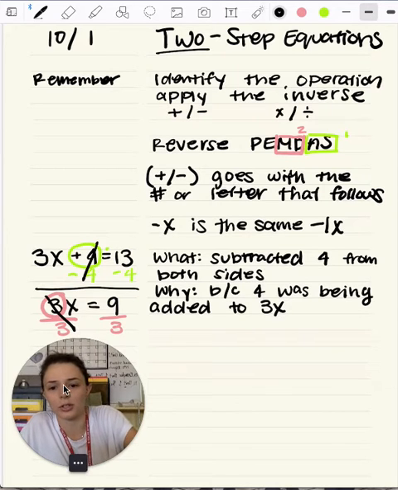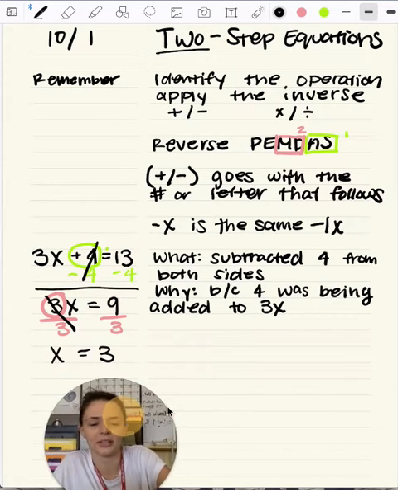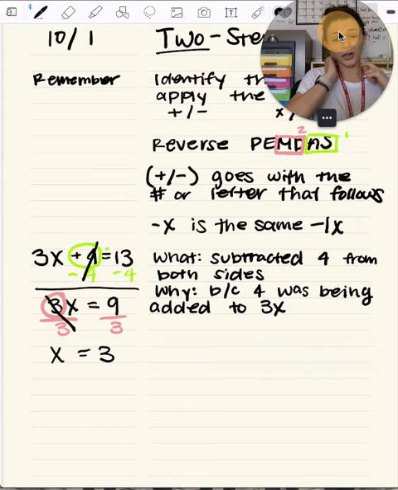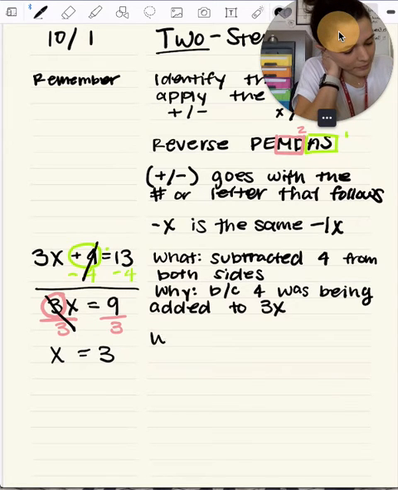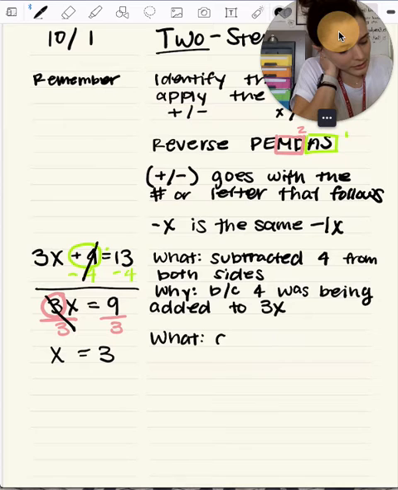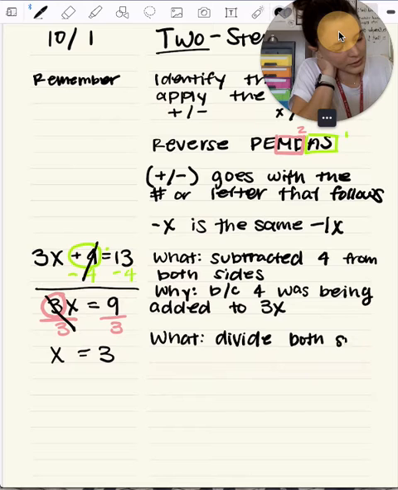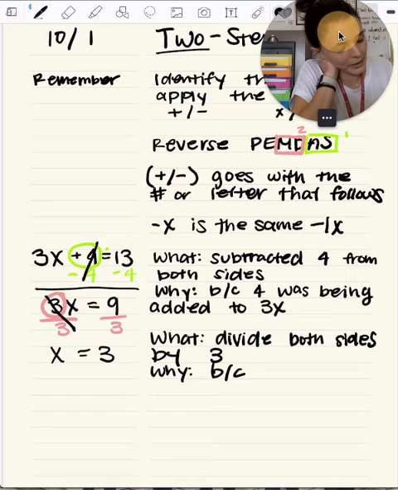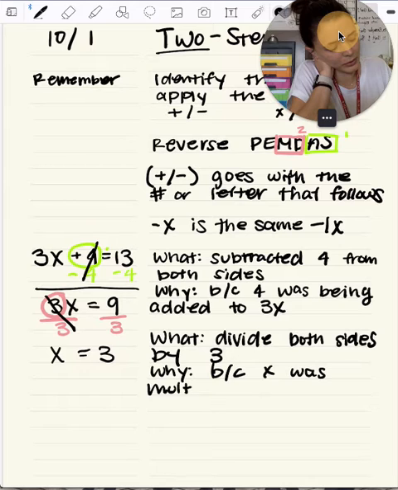So again, I don't know if you guys can see that or if my face is covering it. Okay, you want to do your what and your why again. So what is divide both sides by 3 because x was multiplied by 3.